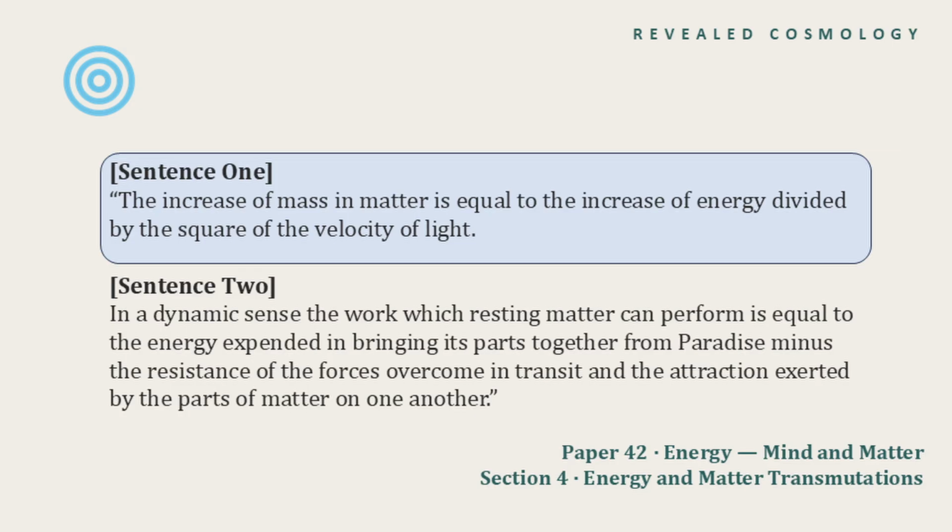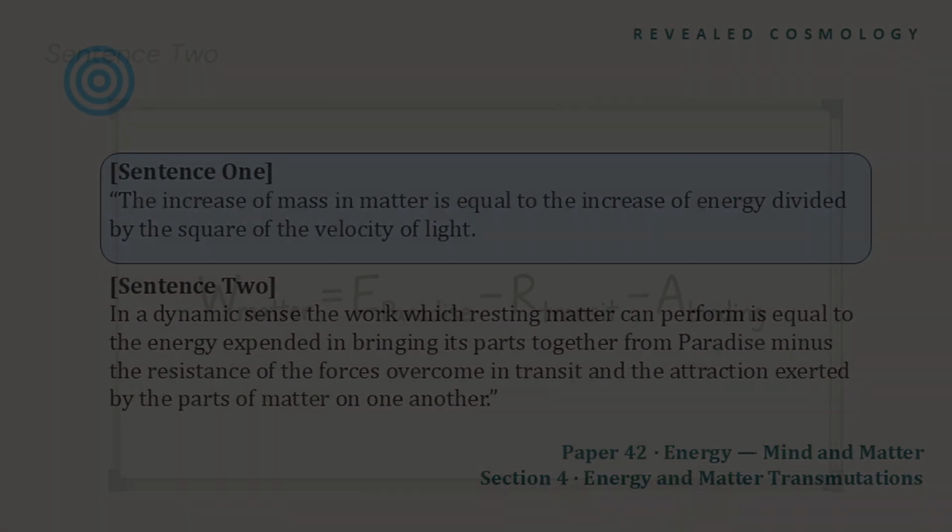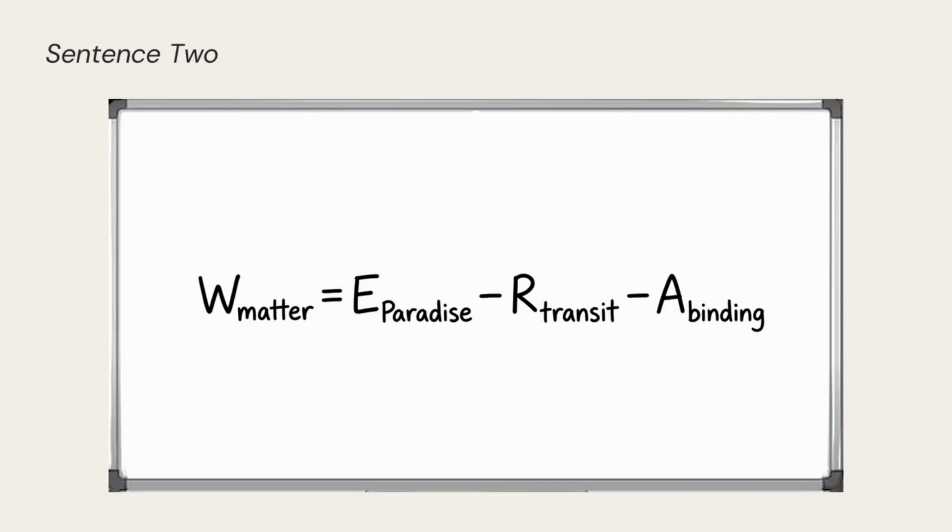The second sentence does something Einstein's equation never attempted. It names an origin and accounts for a journey. Expressed symbolically, W matter equals E paradise minus R transit minus A binding. W matter is the work resting matter can perform.